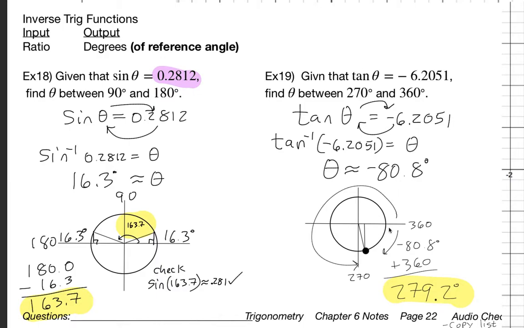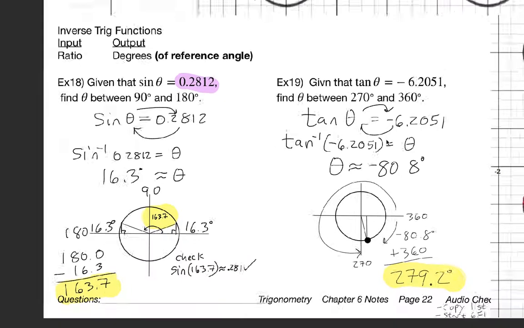So you can say, drawing a unit circle, that negative 80.8 is somewhere in between, in this quadrant right here. But if you added 360, then you'd get this angle right here, 279.92, and that's within the acceptable bounds that the question is asking for.